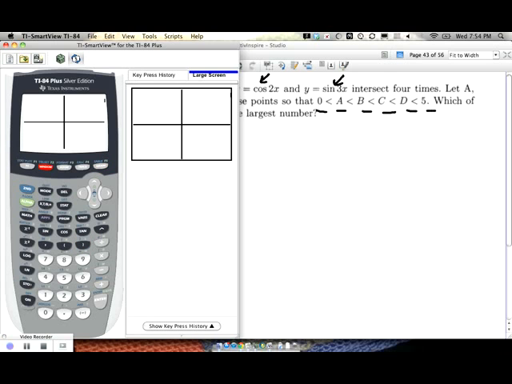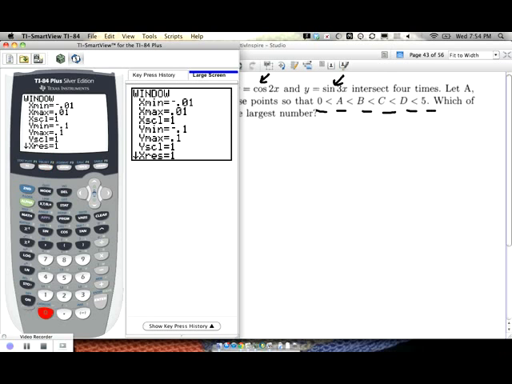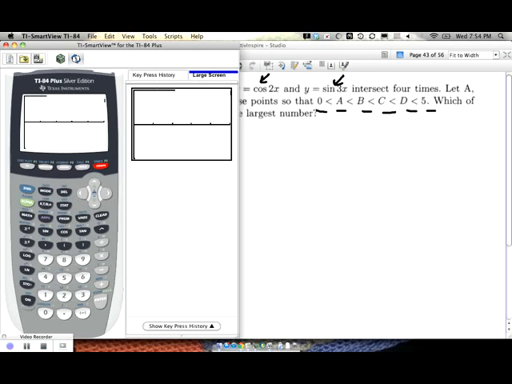So let's see what this graph looks like. Oh, we know where we need our window. We're going from 0 to 5. So we're going to start at 0, go up to 5. And for our y-axis, we really need to be between negative 1 and 1. How do I know that? Because we have sine and cosine graphs. They're just waves, and they have an amplitude of negative 1 and 1.